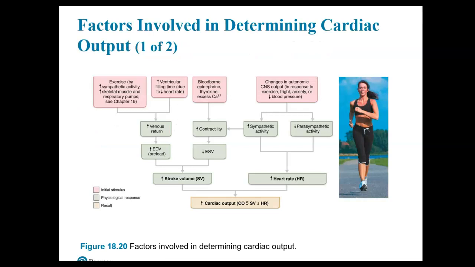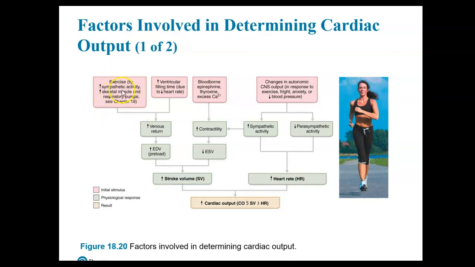And all that information is found on this figure. It's figure 18.20. And let's just talk about down here. Start from the bottom. The cardiac output is the stroke volume times the heart rate. So what's going to affect cardiac output are things that affect the stroke volume and things that affect the heart rate. So what's going to increase stroke volume?